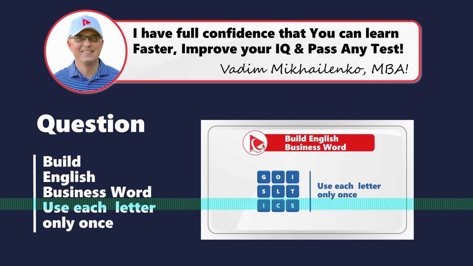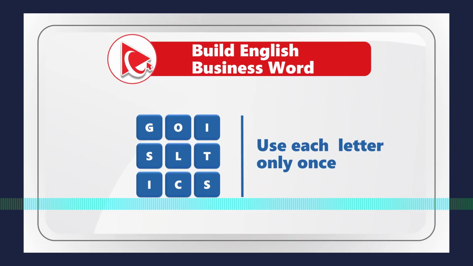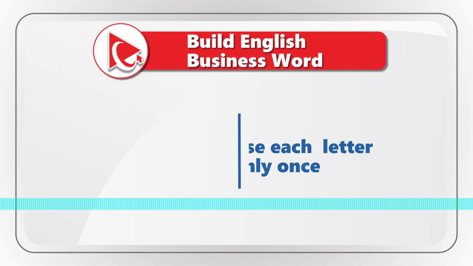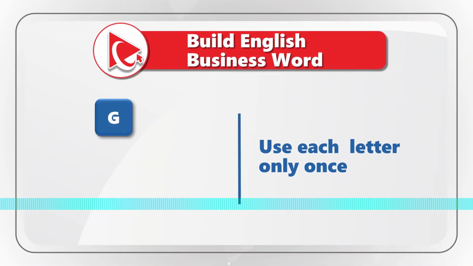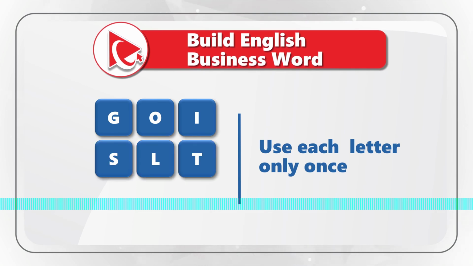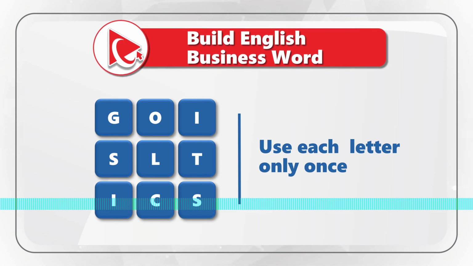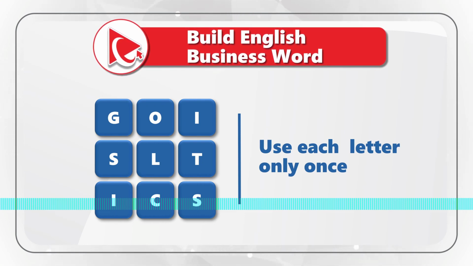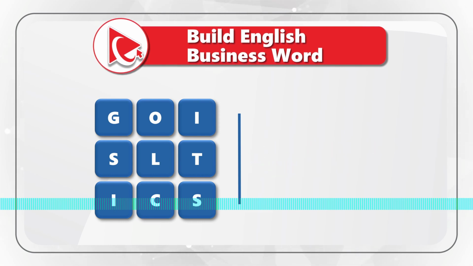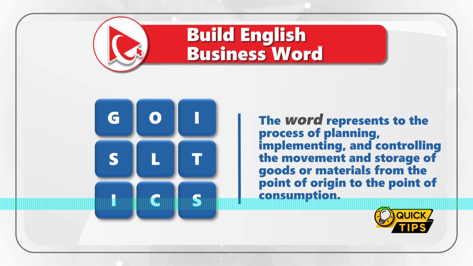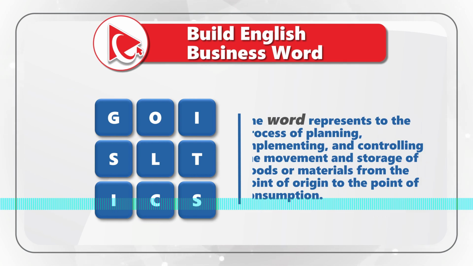Here's an amazing question to test your English business vocabulary. You need to build an English business word using all the letters presented on the screen, and you only need to use each letter once. The letters are G-O-I, S-L-T, I-C-S. Take a close look to see if you can come up with the answer. Because I want you to succeed so much, I'm going to give you a quick hint. The word represents the process of planning, implementing, and controlling the movements of storage of goods or materials from the point of origin to the point of consumption.